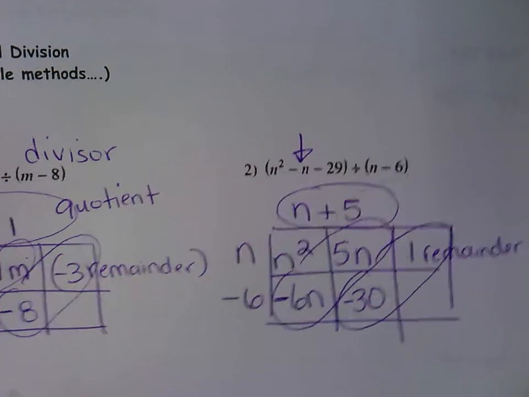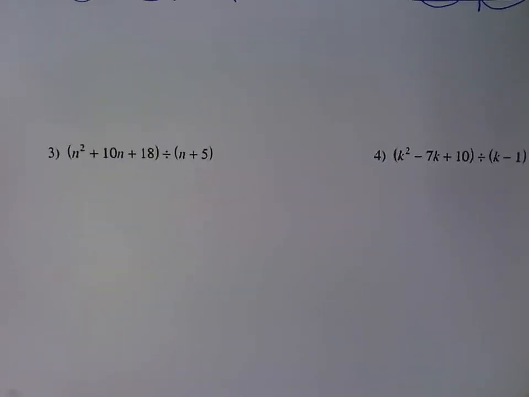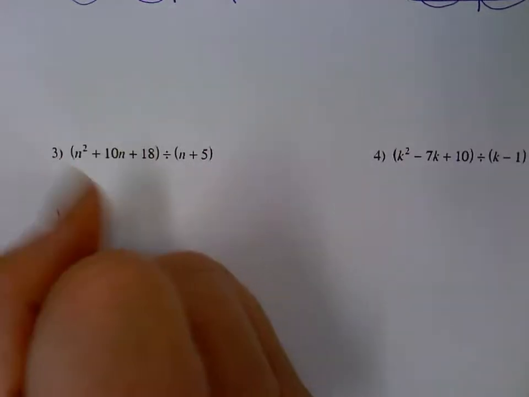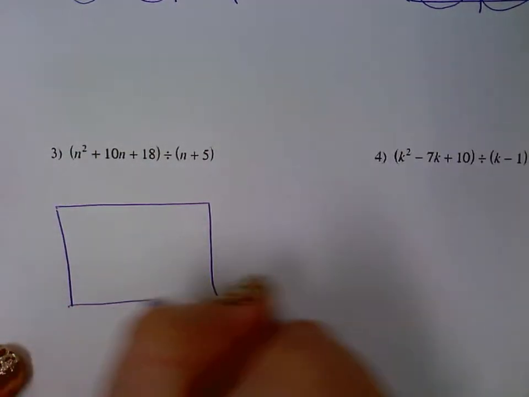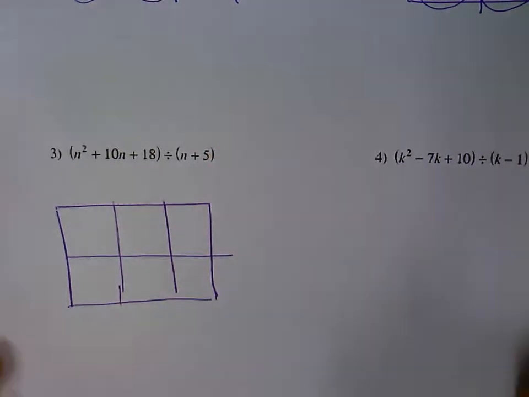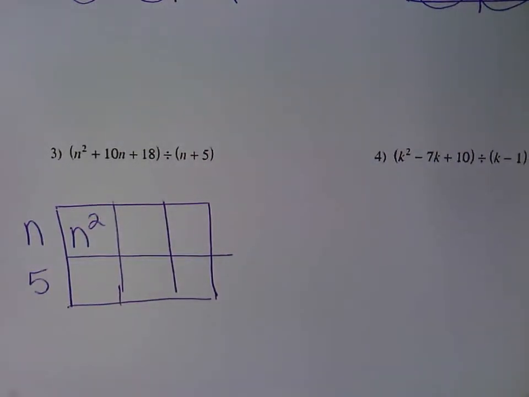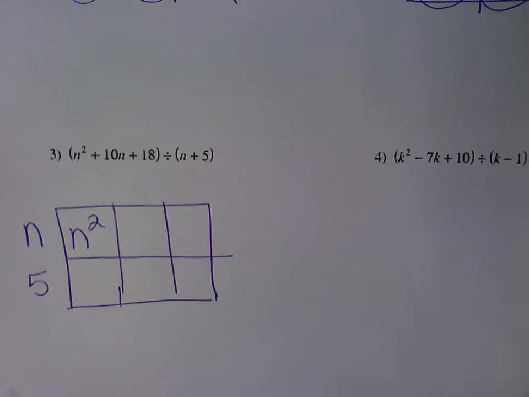Let's try 3 together, and then maybe you can try and see if you can do number 4. These are all kind of the same level of difficulty. The functions are going to get a little bit bigger than this, but not much. So n plus 5 goes down the side, and n squared goes inside my box. What goes on top? So what is going to go in my quotient up here?